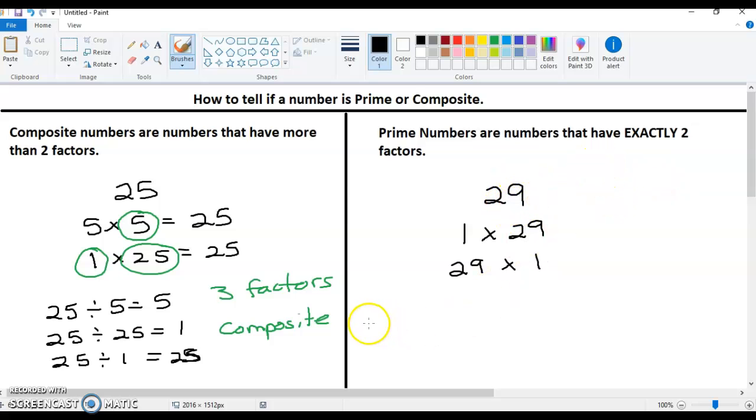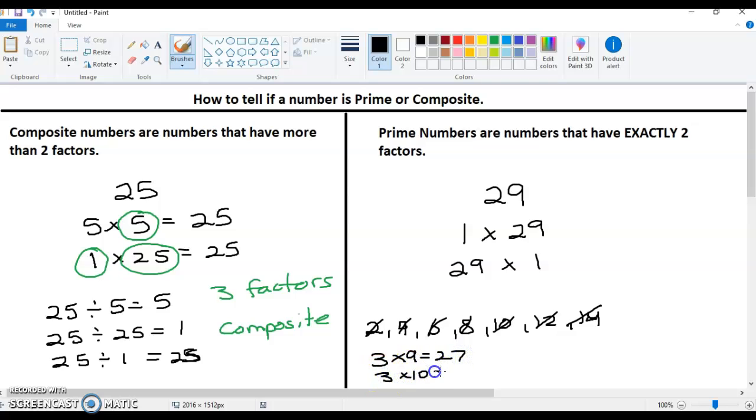So it's an odd number, so I can't use the number 2 as a factor because 2 is even. I can't use 4, that's even. I can't use 6, that's even. I can't use 8 or 10 or 12 or 14. And 14 times 2 is 28. So I can't use that one because 14 and 14 is 28. I can't use the number 3 because 3 times 9 is 27. 3 times 10 is 30. So we can't use 3.